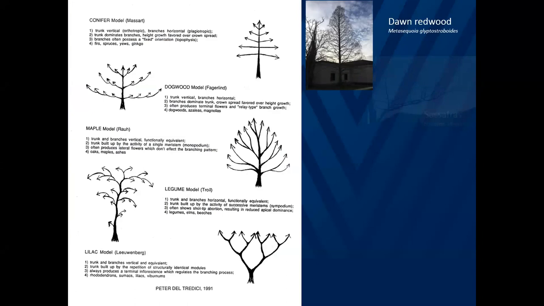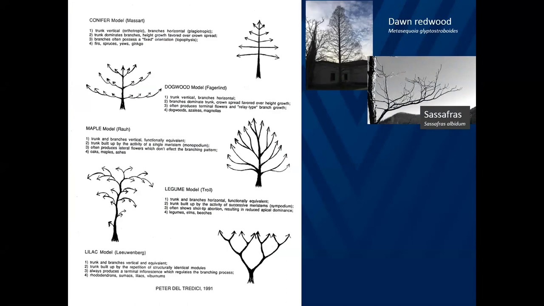The dogwood model, sassafras fits to that one. And the dogwood model is where the lateral branches grow out beyond the last year's terminal bud. So the lateral buds, the lateral branches are growing faster than that last terminal bud. And they form this kind of pagoda-like structure. In fact, one of the dogwoods, the alternate leaf dogwood, is called pagoda tree. It forms these little pagodas in its crown.